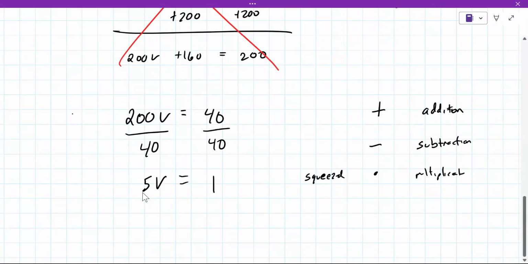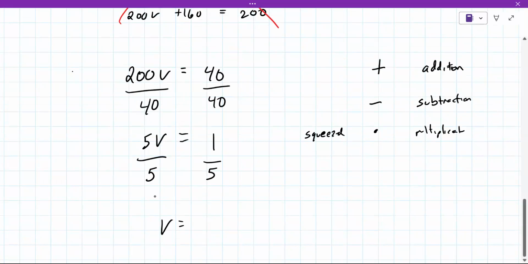How do you undo multiplication by 5? Divide by what number? 5. Yes. Okay, so V is equal to 1/5. Is the V alone? Is the only thing on one side of the equation V? Yes. All right, so now it's solved, finally.